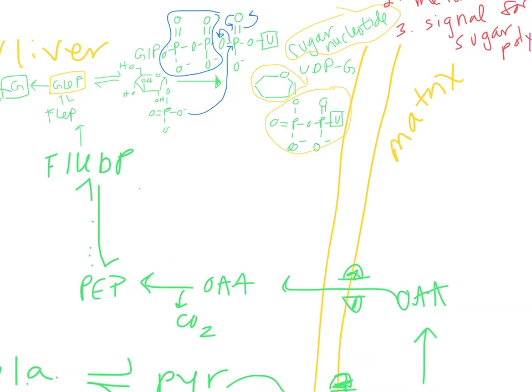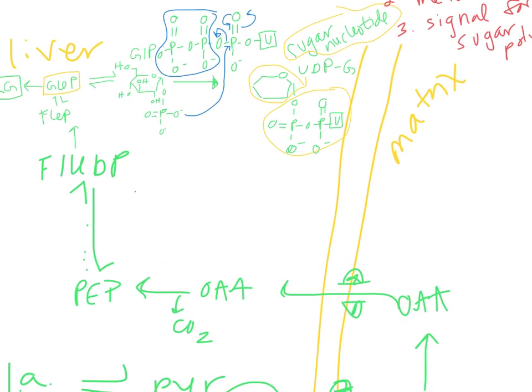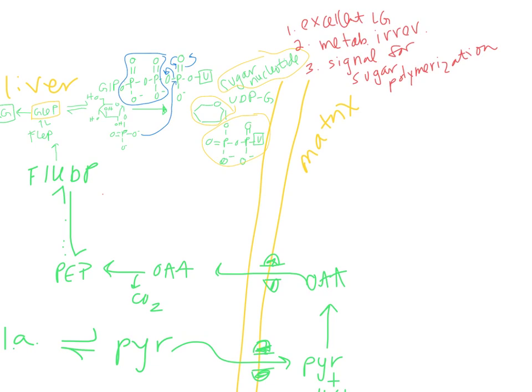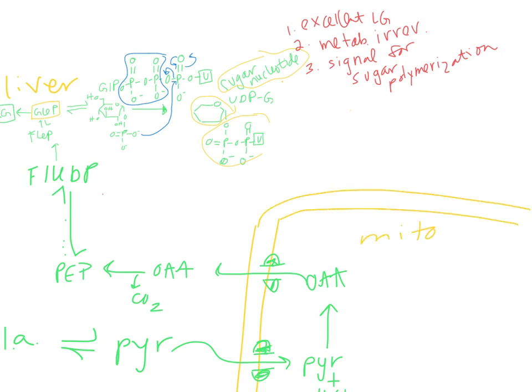Glycogen is made in the liver, in the liver cytosol. And I'm running out of room, so I'm going to try and erase some of my matrix so that I can add. I'm going to erase some of that and then reroute my mitochondria. The matrix is here, so I have a little bit more space in my cytosol.